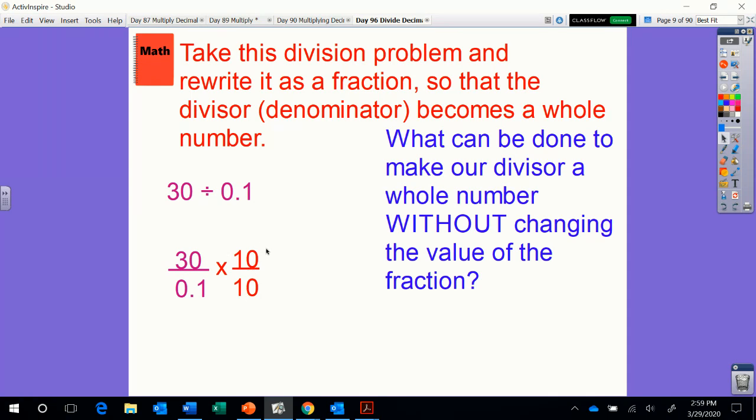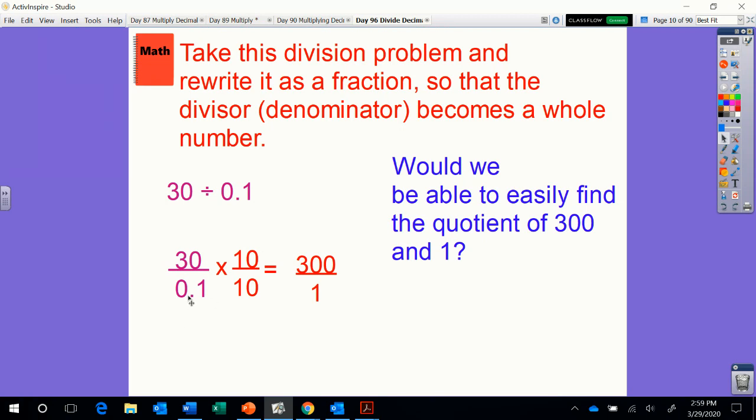We have to do the same thing to the numerator as we do to the denominator so we can keep the value the same. So if we do 30 times 10, we get 300. And if we do 1/10 times 10, we move the decimal one place to the right and we get 1. So we can easily find the quotient. 300 divided by 1 is 300. So our quotient would be 300. We got rid of this decimal in our divisor, in our denominator.